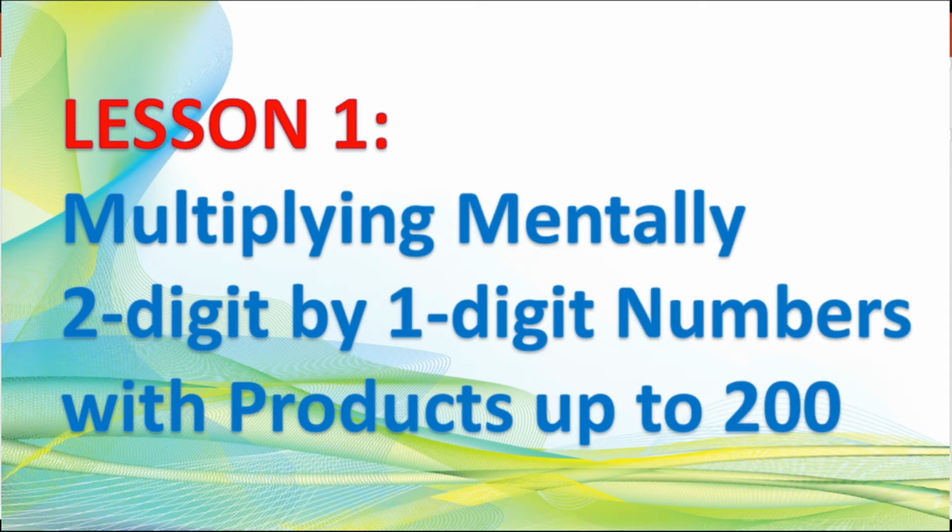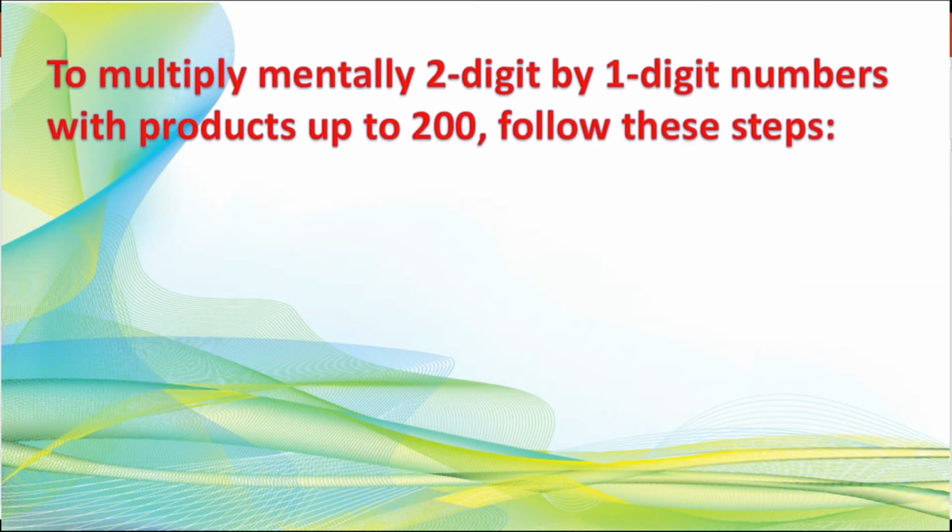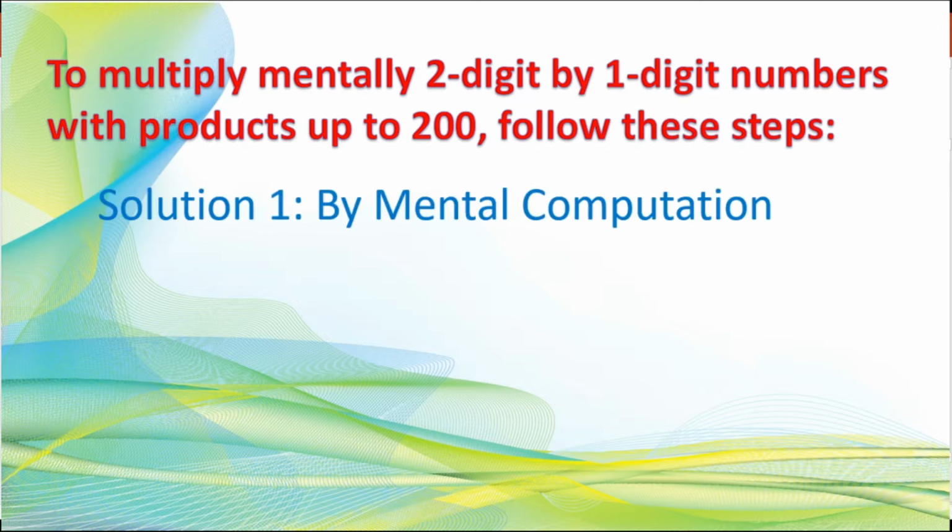Our lesson for today is multiplying mentally 2-digit by 1-digit numbers with products up to 200. To multiply mentally 2-digit by 1-digit numbers with products up to 200, follow these steps. Solution 1. By mental computation.